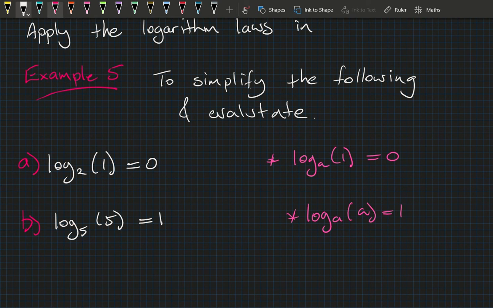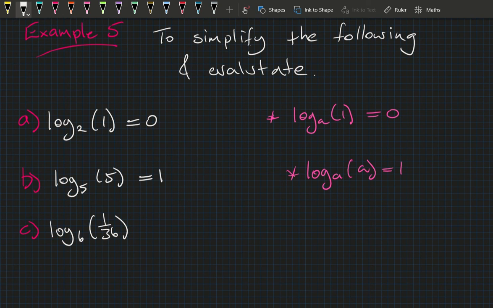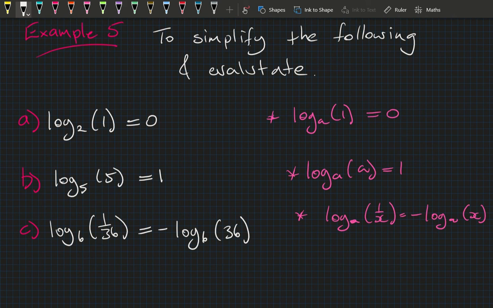All right, let's have a look at part C, where we've got log base 6 of 1 over 36. And of course, log base A of 1 over x is equal to minus log base A of x. So that's equal to minus log base 6 of 36. And our final answer is minus 2, because 6 squared is equal to 36. So i.e. log base 6 of 36 is 2.